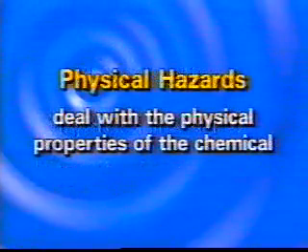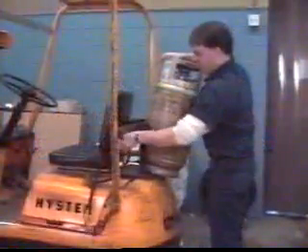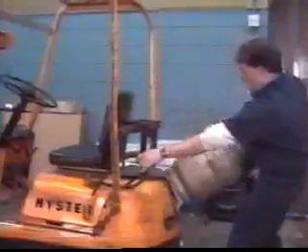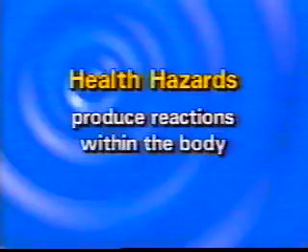with its use. Physical hazards deal with the chemical's physical properties. For instance, certain chemicals, if not handled properly, may explode or catch fire. Chemicals that present a health hazard produce reactions within the body. These chemicals can cause you to become ill right away or at a later date. These are called acute and chronic hazards.